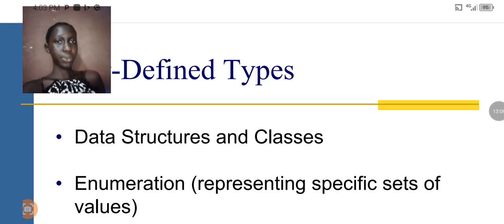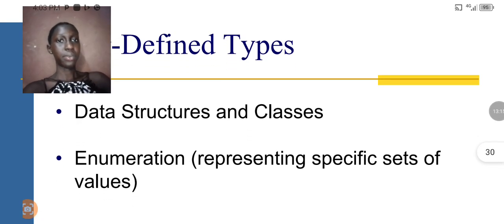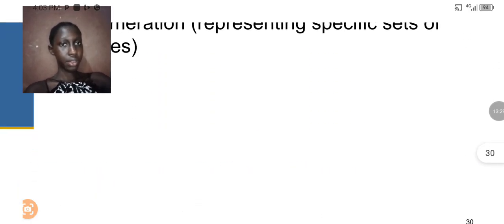As the name goes, user-defined. So the user defines this type. It's not actually inside a standard library. The user defines it. So the data structures and classes, for instance, are user-defined types. Enumeration represents specific sets of values. And yeah, that's all about it.